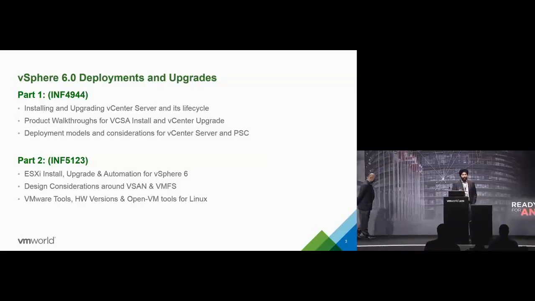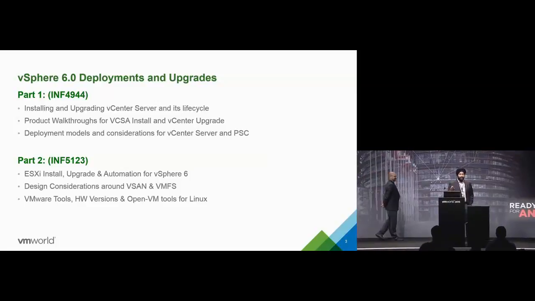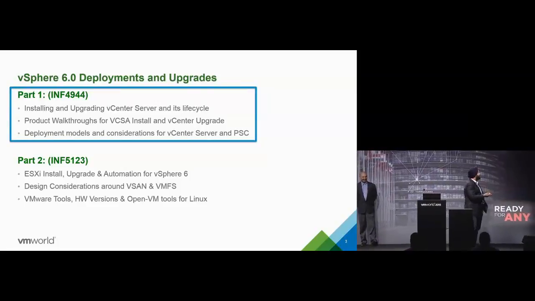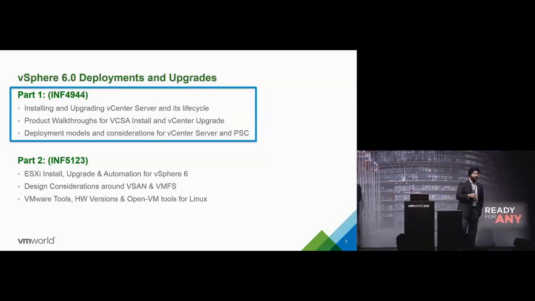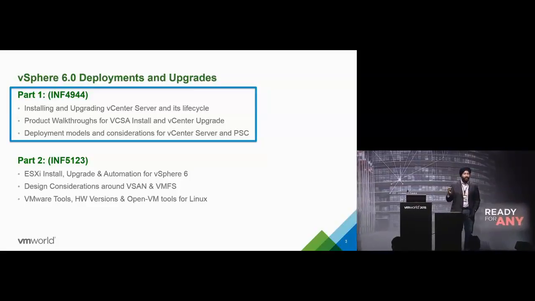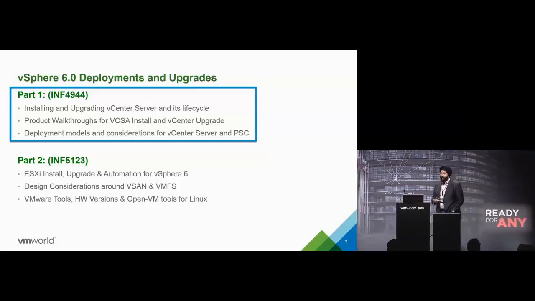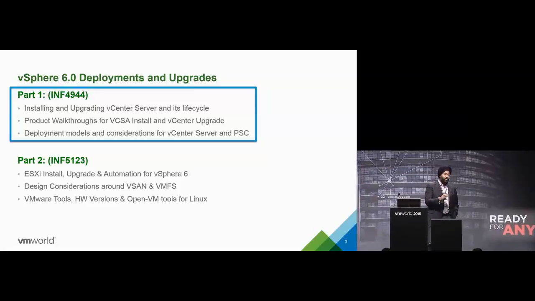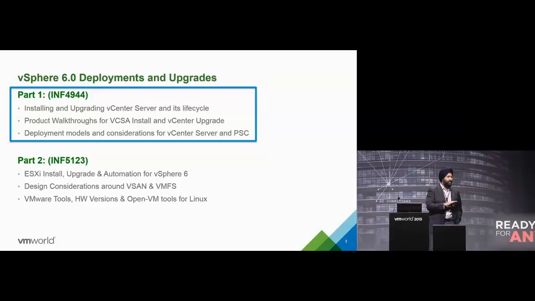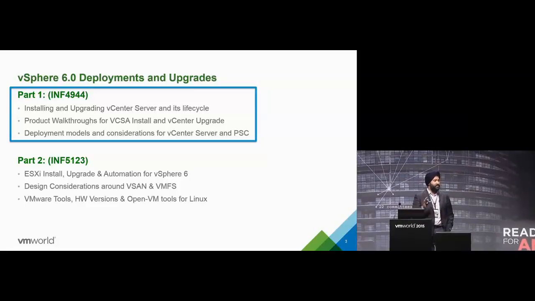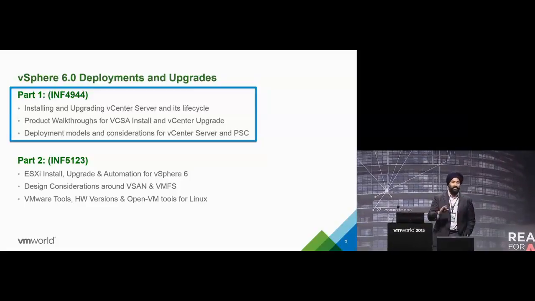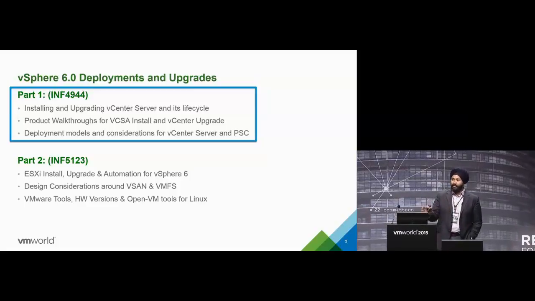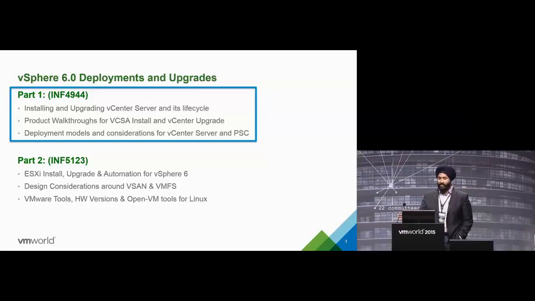This is part one of a two-part series about deployment and upgrades. The first part is around vCenter server lifecycle. We're going to do a couple of product walkthroughs for install and upgrade, and then we're also going to talk to you about what you actually should be thinking about in terms of deployments, the deployment models, because there's a fair amount of change between 5.5 and 6.0. So when you move from 5.5 to 6.0, you should be able to understand those changes and also be able to model those and determine how you want to move over to 6.0.